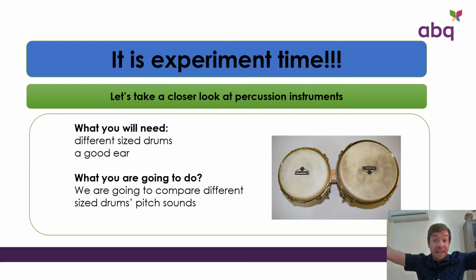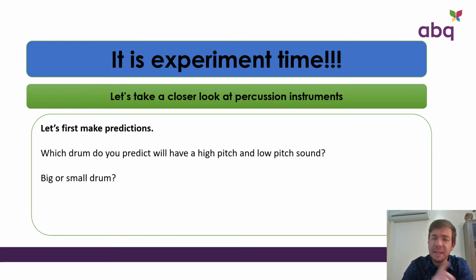It is experiment time. So we're going to have a closer look at percussion instruments. What you're going to need is different size drums if you have, and what we're going to do is have a look at what influence the size of the drum plays in the pitch of the sound it makes. But let's first make a prediction. Which drum do you predict will have a high pitch sound and which one will have a low pitch sound? Will it be the big drum or the small drum? What do you think? I'm going to give you a second to think about that.